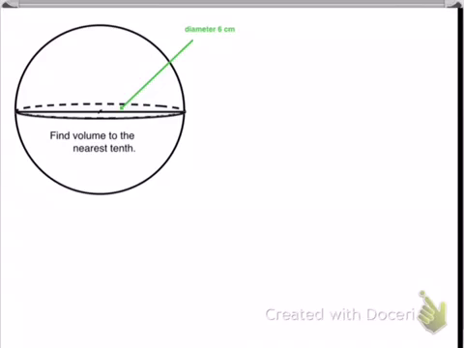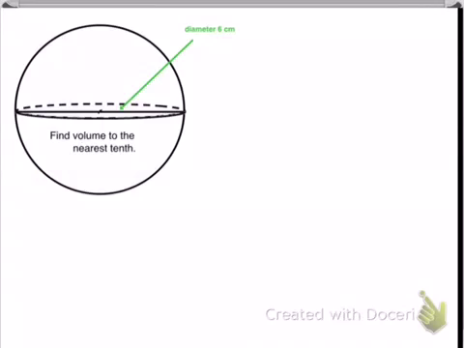So here we have our first question. We see here that we have a sphere. A sphere would be a three-dimensional figure. It would be a ball shape, and we want to find the volume to the nearest tenth. And with our sphere that we've been given, we have been given the diameter of our sphere as being 6 centimeters.